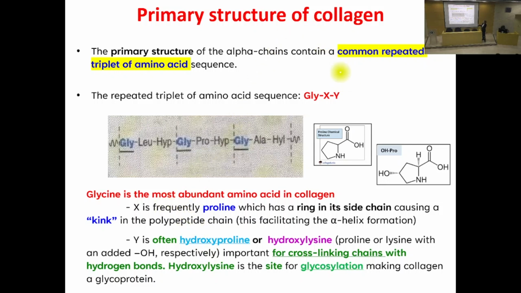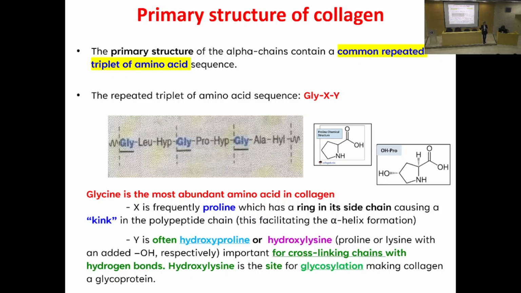Now the third amino acid is either hydroxyproline or hydroxylysine. Hydroxyproline or hydroxylysine do not exist as such in the body. Our body synthesizes proline or lysine. We have proline or lysine. All right. So hydroxyproline is proline to which is attached what?